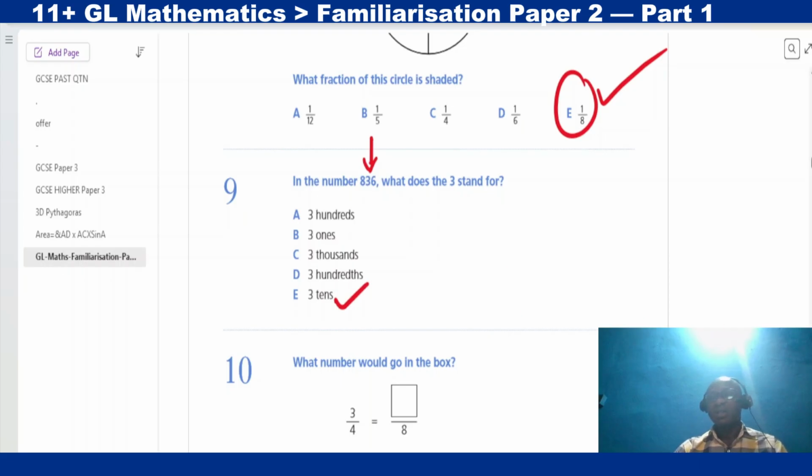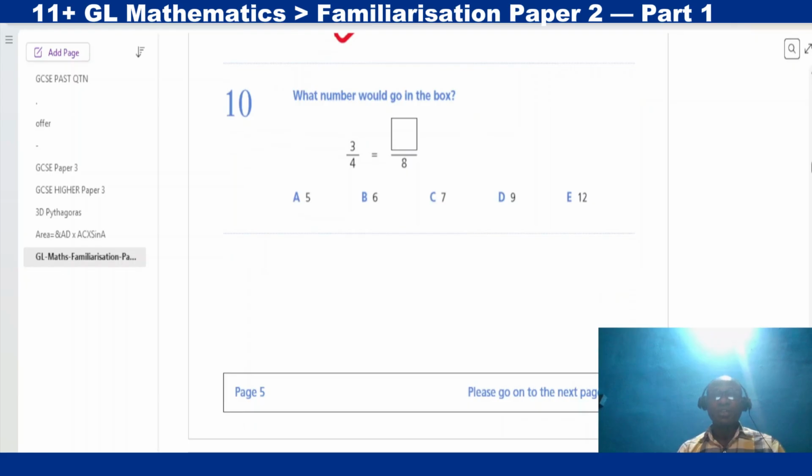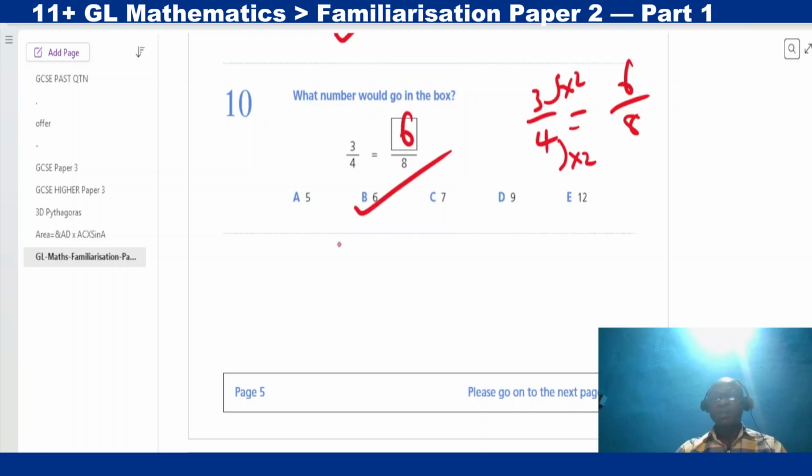All right. Now, question number 10, what number would go into the box? If you look at this 3 over 4, since I have 8 at the denominator, it means this was multiplied by 2. So I have to multiply this one also by 2, and that will give me 6. Therefore, what will go into the box is 6, and that is option B.